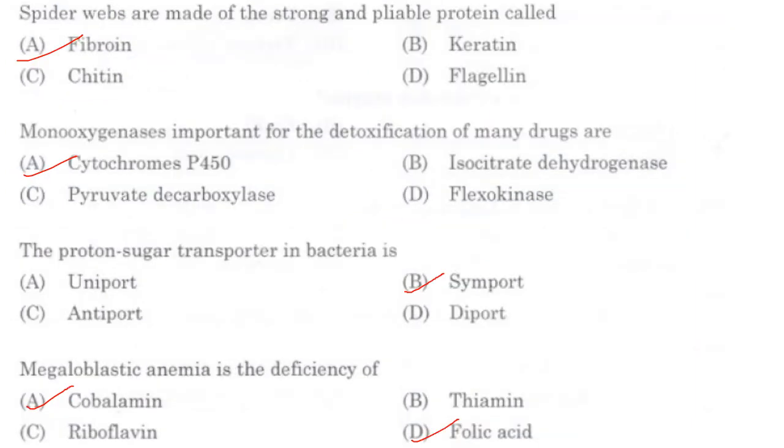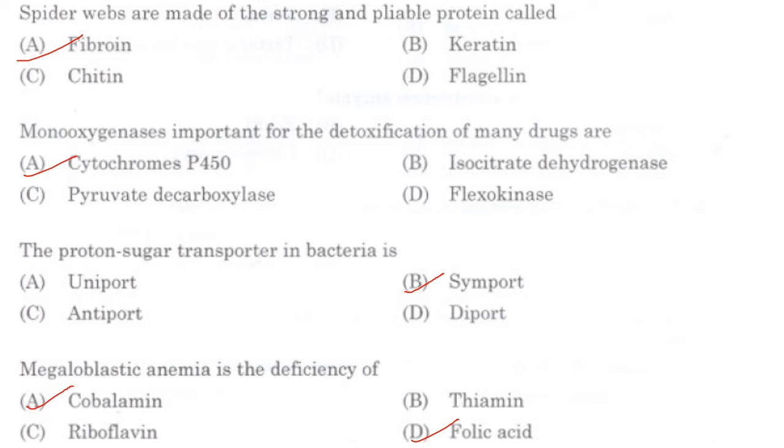Then next, spider webs are made of the strong and pliable protein called. Now this is a repeated question. It was repeated in either previous year or the year previous to that. So answer is option A, fibroin. Then monooxygenases important for the detoxification of many drugs are cytochrome P450. Answer is option A. The proton sugar transport in bacteria is a symport.